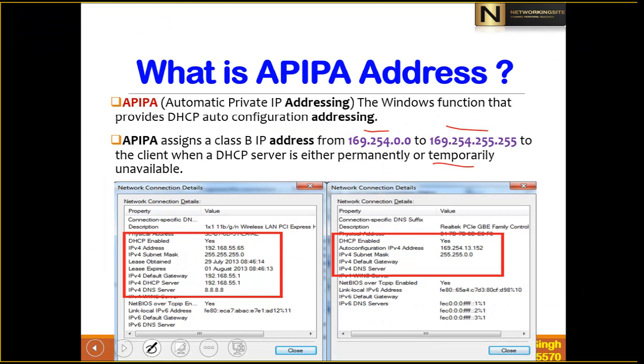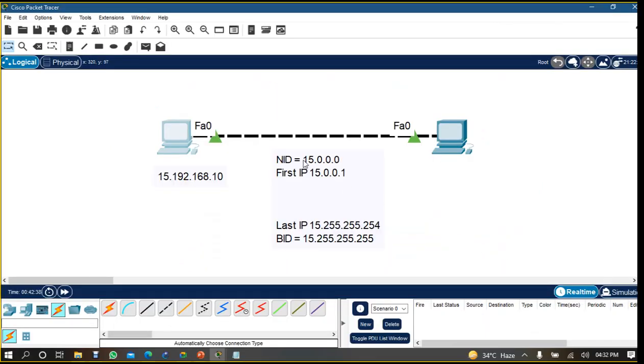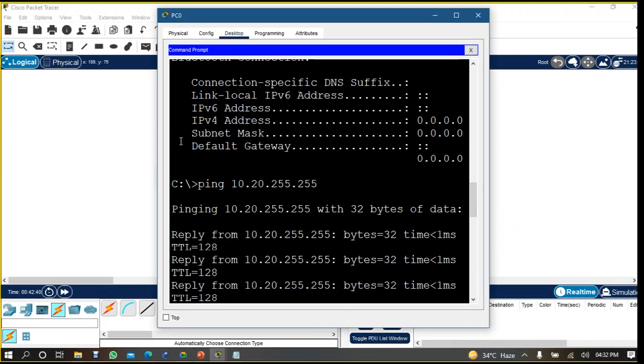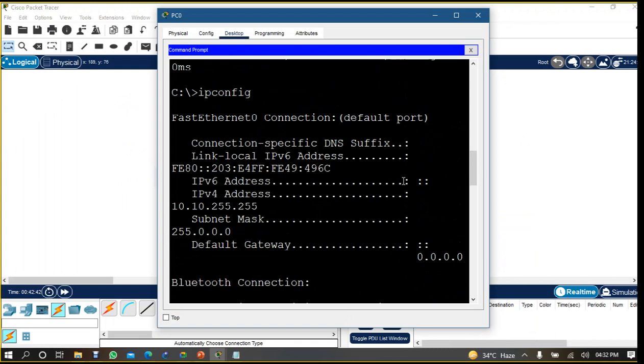When your DHCP comes back, automatically you will get the original DHCP IP address that you receive from your DHCP server. But there you cannot have access to the whole network. Let me give you an example. You can communicate to other computers in the network, but you cannot communicate to the internet. Let me show you. What is your IP address?